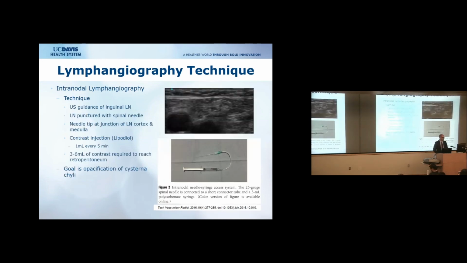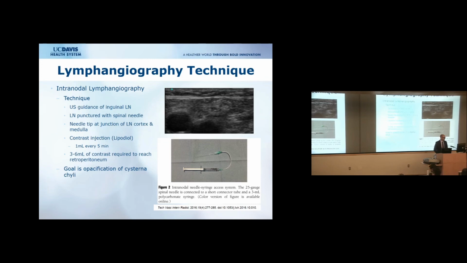The technique that is being used now is what's called intranodal lymphangiography, which I don't know if you can appreciate it here, but you can see the lymph node here. And then what they'll do is bring a needle, as you see in the picture below, in under direct ultrasound guidance, avoid the vascular hilum, and then inject that same lipiodol contrast into the fatty portion of the lymph node.